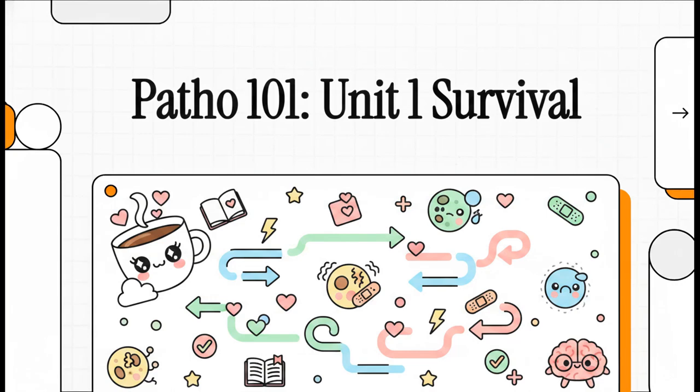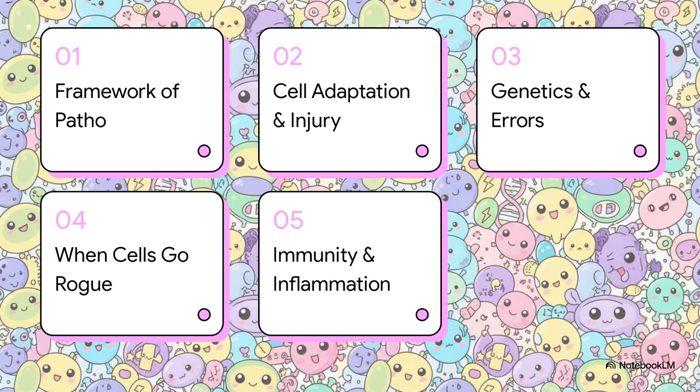Okay, grab your coffee, get comfortable, and let's map out the absolute chaos that is a cell under stress. Welcome to Patho 101, the ultimate Unit 1 survival explainer. We're taking all those incredibly dense concepts from your first unit and transforming them into a visual roadmap so you can completely crush your upcoming exam. Let's dive right in.